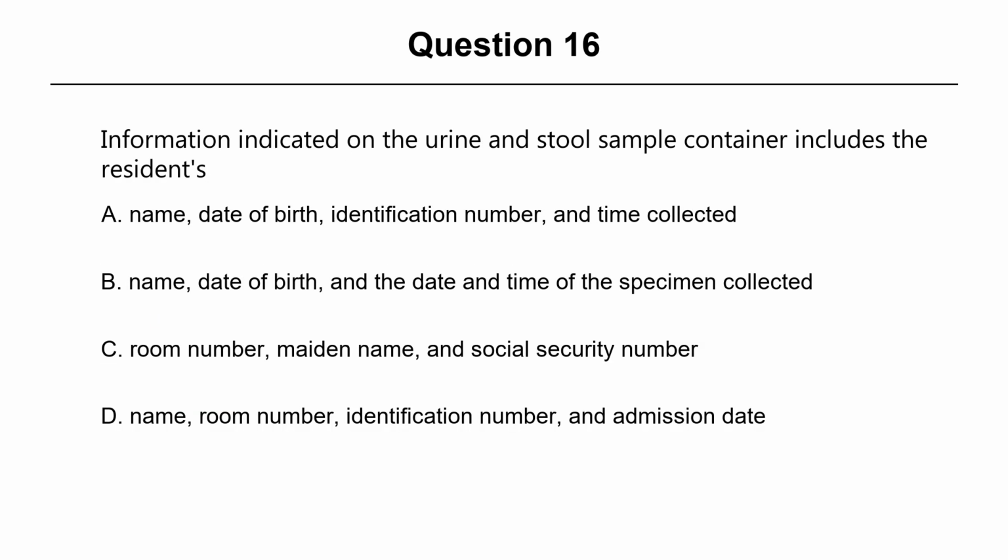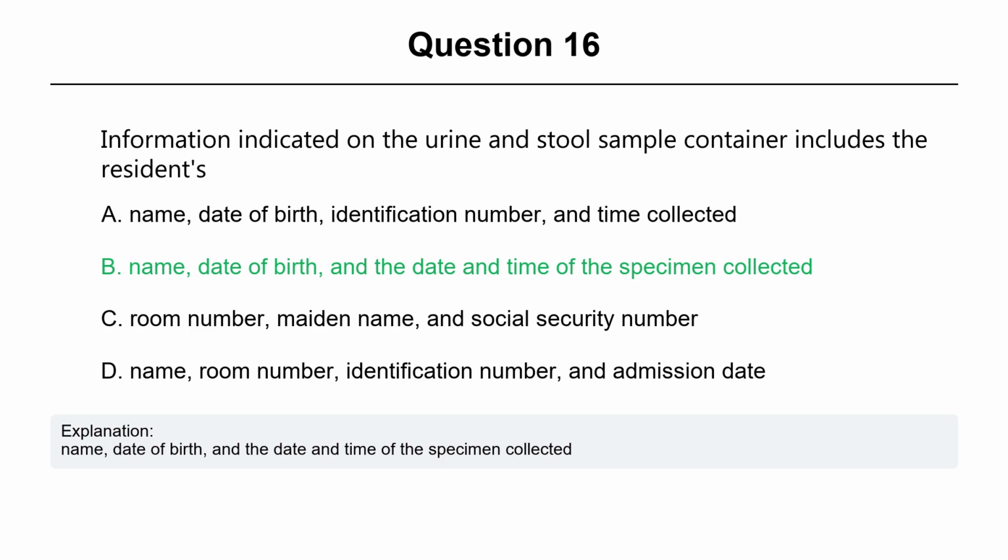Question 16. Information indicated on the urine and stool sample container includes the residence. Option A, name, date of birth, identification number, and time collected. Option B, name, date of birth, and the date and time of the specimen collected. Option C, room number, maiden name, and social security number. Option D, name, room number, identification number, and admission date. The correct answer is option B, name, date of birth, and the date and time of the specimen collected.